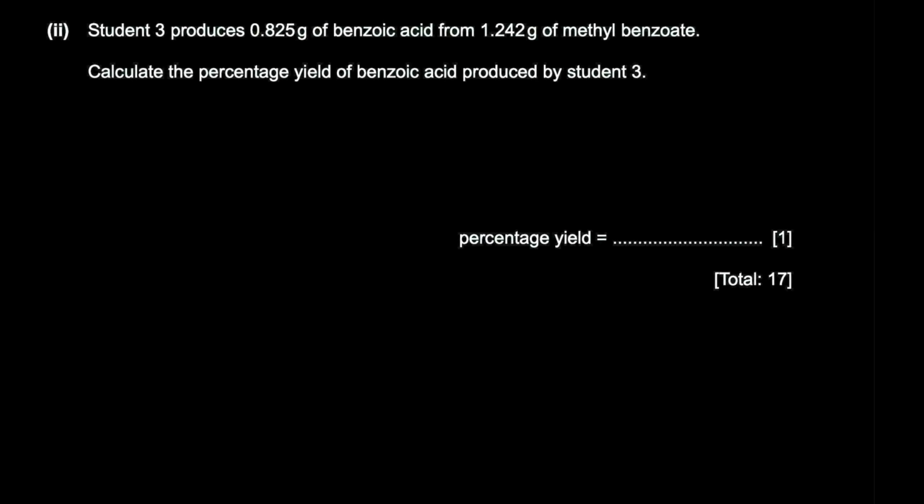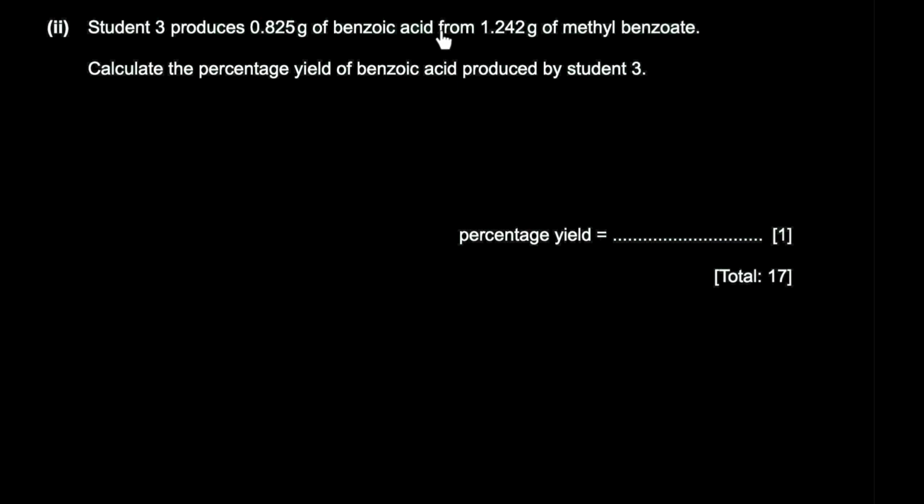Student 3 produces 0.825 grams of benzoic acid from 1.242 grams of methyl benzoate. Calculate the percentage yield of benzoic acid produced by student 3. So this would just be 0.825, that's the actual mass obtained, divided by the maximum or the theoretical mass, that's 1.11, times 100. So this is the actual divided by the theoretical times 100. And so we get the percentage yield as 74.0%.